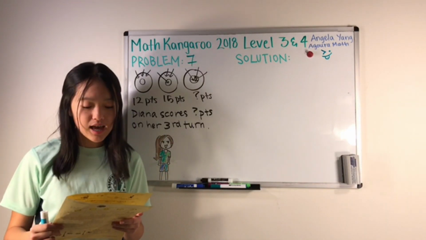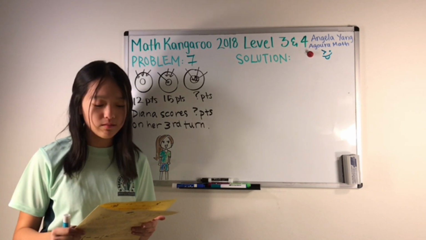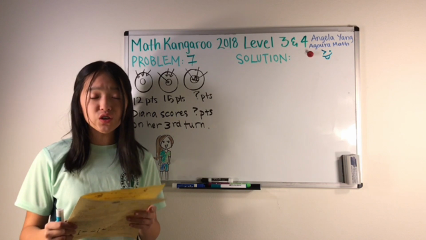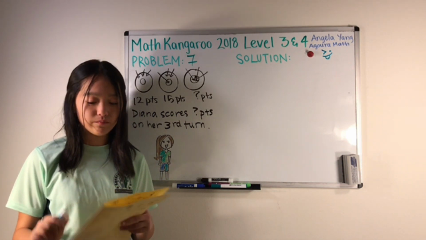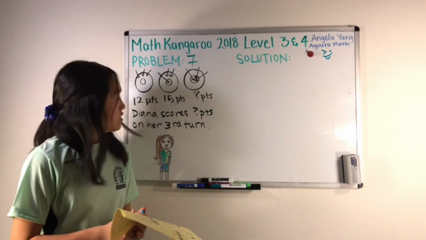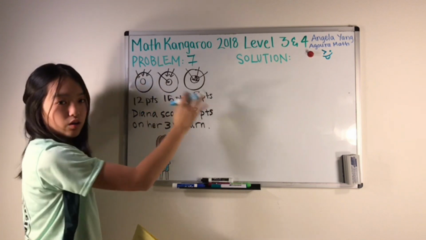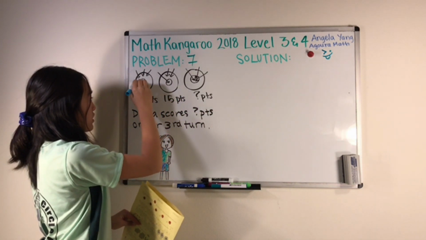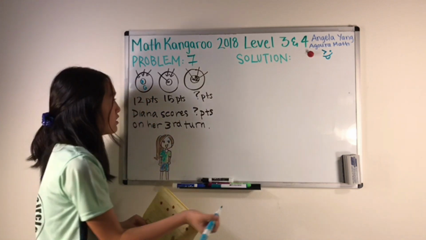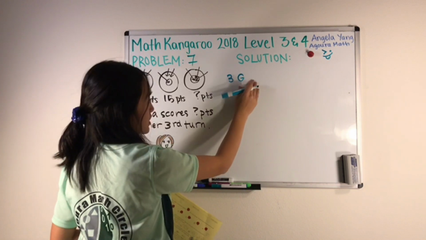Problem number 7 says, on her first turn, Diana scores 12 points total with 3 arrows. On her second turn, she scores 15 points. How many points did she score on her third turn? So to solve this, we need to closely analyze the number of points she got for the location of her arrow. This is the gray area, so we'll name this G, and this is the blue area, so we'll name it B.